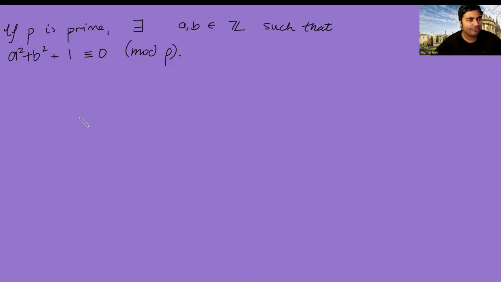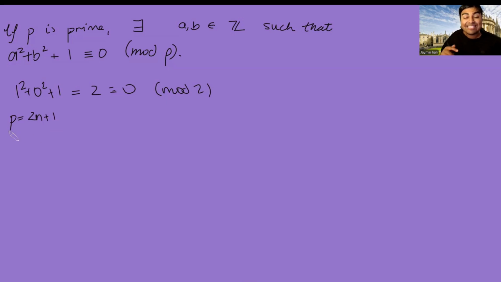Let's dive into a proof of this lemma, or this 2.5 square theorem. This is pretty clearly true if p is the prime number 2. I mean, if p is 2, we can just say 1 squared plus 0 squared plus 1. That's going to be 2, and that's congruent to 0 mod 2. So we may as well assume that p is an odd prime. So if p is an odd prime, we can write it in the form 2n plus 1.